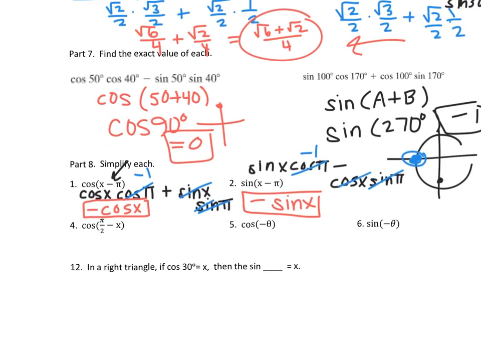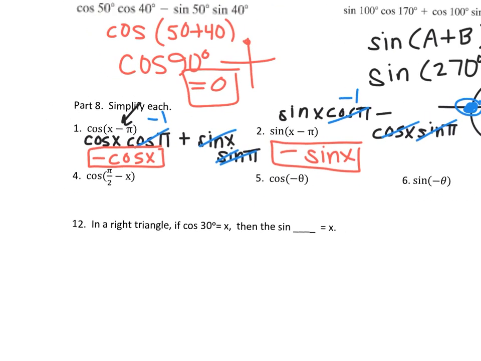Okay, number 4, I kind of went out of order. But for numbers 4, 5, and 6, I'm just going to use my trig identity sheet. So number 4 is a cofunction identity. The cosine of pi over 2 minus theta is actually equal to the sine of theta. These two are cofunctions. And then for 5 and 6, I'm using a negative angle identity. So cosine of negative theta is the same thing as the cosine of theta. And then using sine of negative theta, it's going to be negative sine of theta.